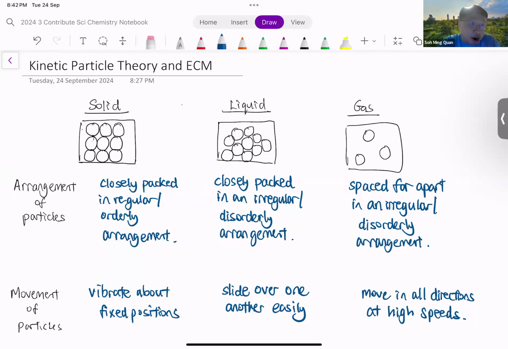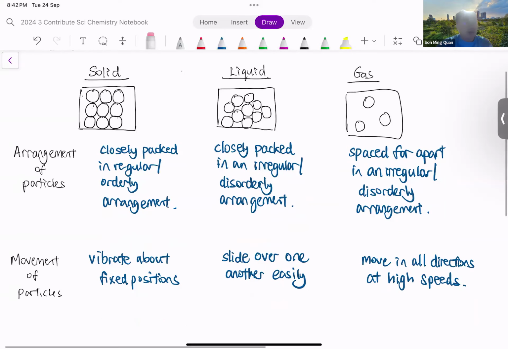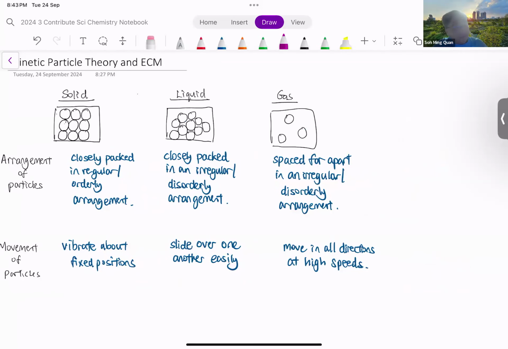So this is how we describe the movement of particles. We go from solid, which is just vibrating about fixed positions, liquid sliding over one another easily, and finally for a gas, really moving in all directions at high speeds. And with that, just by looking at the movement of the particles, we can come to a conclusion in terms of the energy of solids, liquids, and gases. The lowest in energy will be a solid.